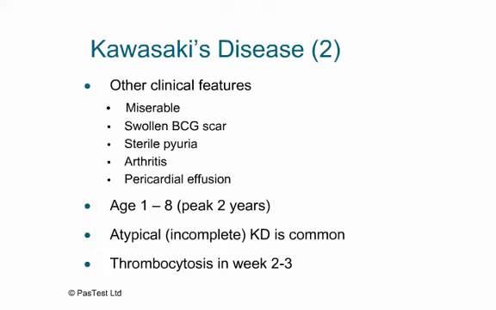The peak age of incidence is 2 years of age, and children who develop Kawasaki's disease less than 1 year of age or greater than 8 years of age are described as having atypical Kawasaki's disease. In addition to this, many children will have incomplete Kawasaki's disease, where they don't have the full house of symptoms and therefore don't formally fit the diagnostic criteria, but nonetheless seem to have the same Kawasaki's disease process going on.